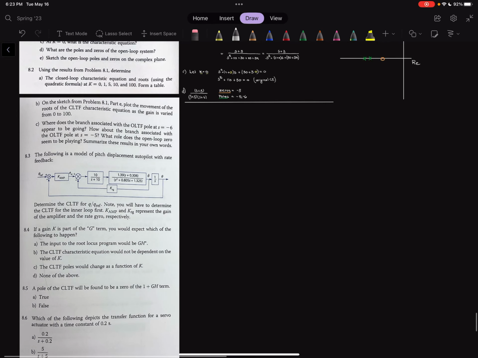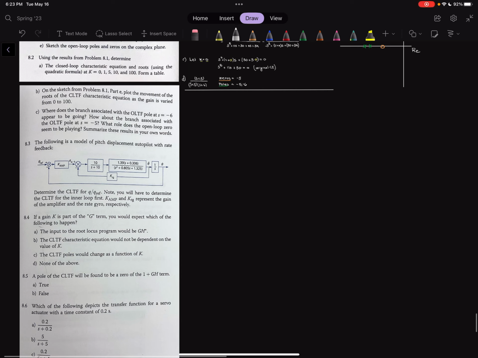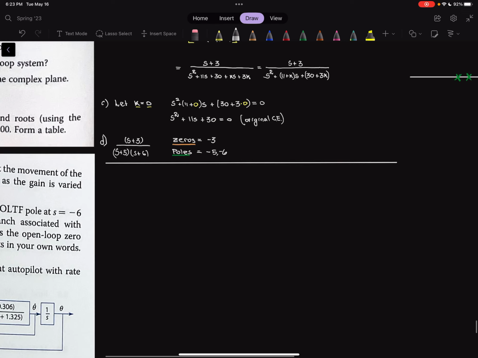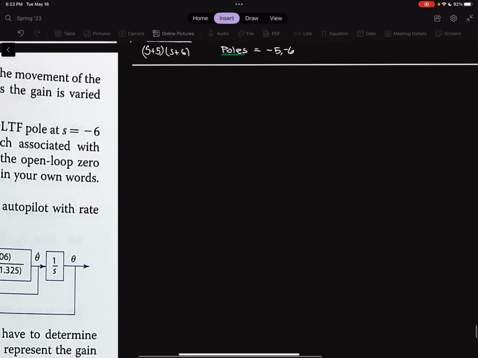Okay, now we're going to keep going with 8.2. Using the result from problem 8.1, determine A, the closed loop characteristic equation and roots using the quadratic formula with a K. So we have this one over here from the previous problem. This is the characteristic equation with the K inserted.